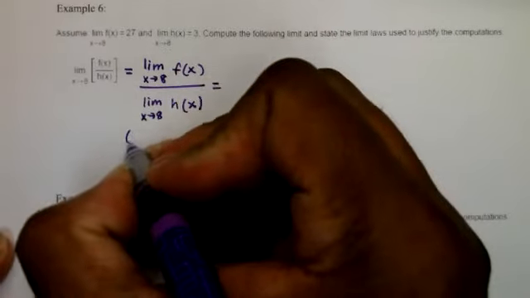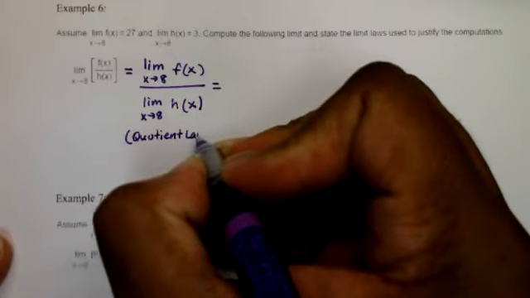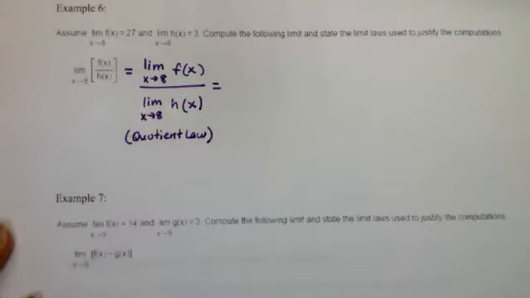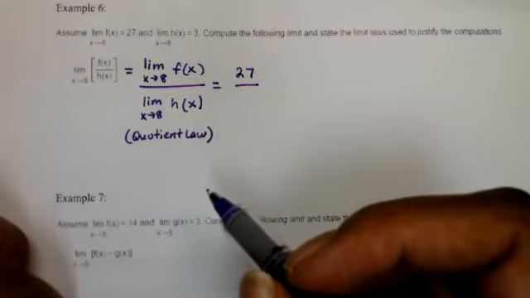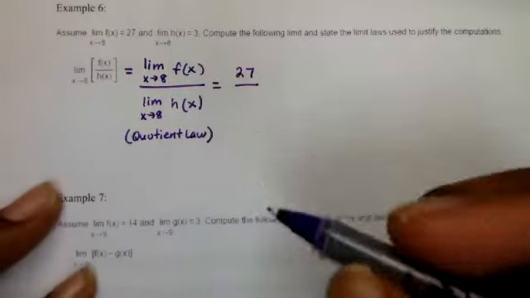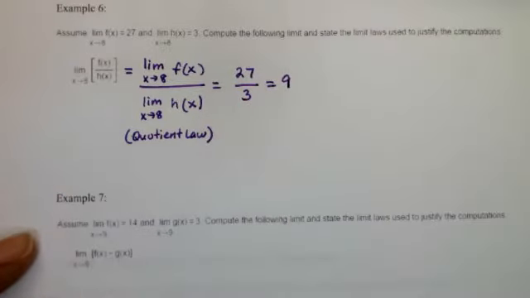Okay. So here I'm applying the quotient law. So now the limit as x approaches 8 of f of x, that's given to be 27. That will be divided by the limit as x approaches 8 of h of x, that's given to be 3. So 27 divided by 3 is 9. So the limit as x approaches 8 of f of x divided by h of x will be 9.